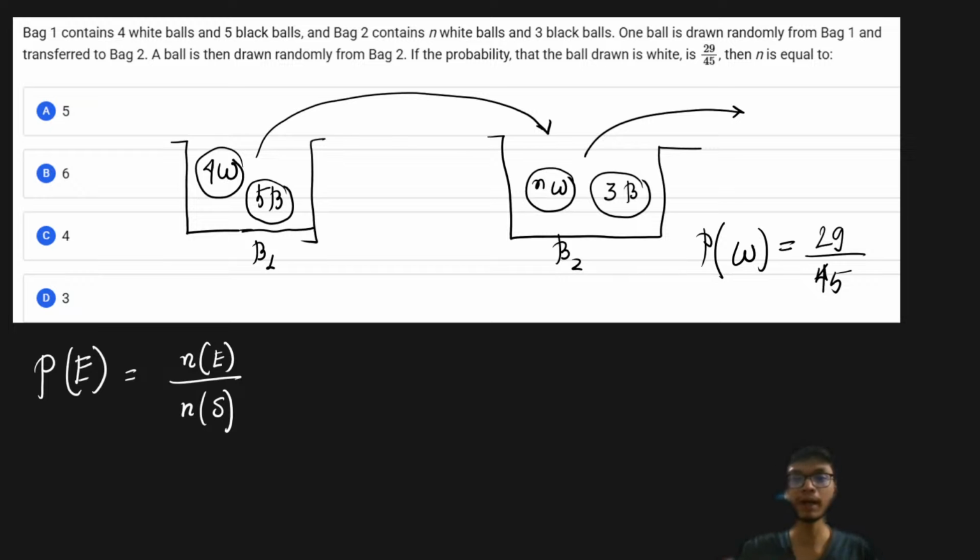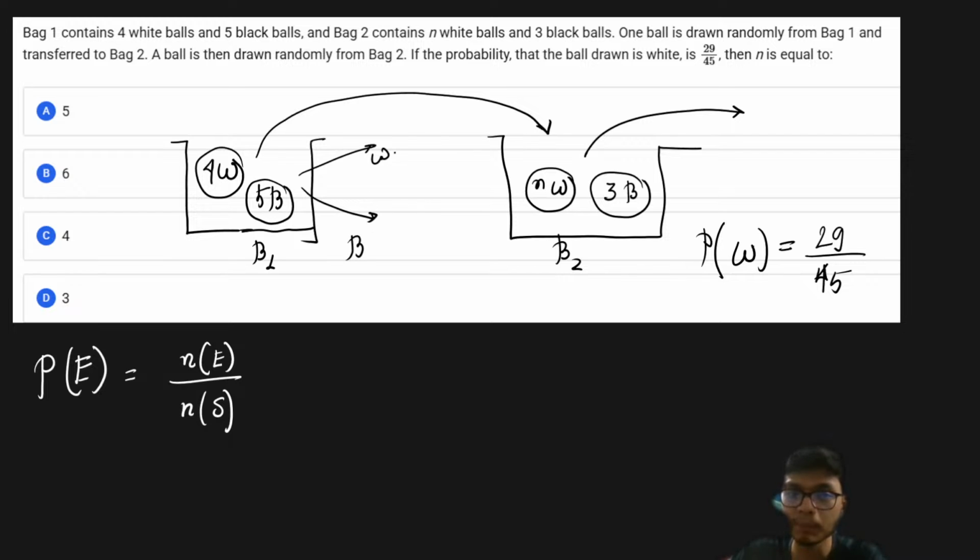Now first of all, if you look at this operation, there are two operations taking place, right? First of all, a ball is drawn randomly from bag B1 and is put into bag B2. If I draw a ball randomly from bag B1 and put it into bag B2, there can be two possible choices, right? Either the first ball drawn from bag B1 is a white ball, or I get a black ball, right? So there are two paths to it. Either I draw a white ball, or I draw a black ball.